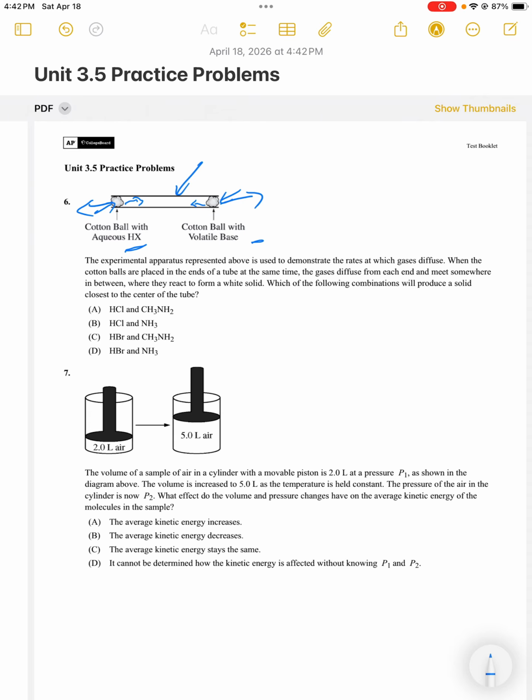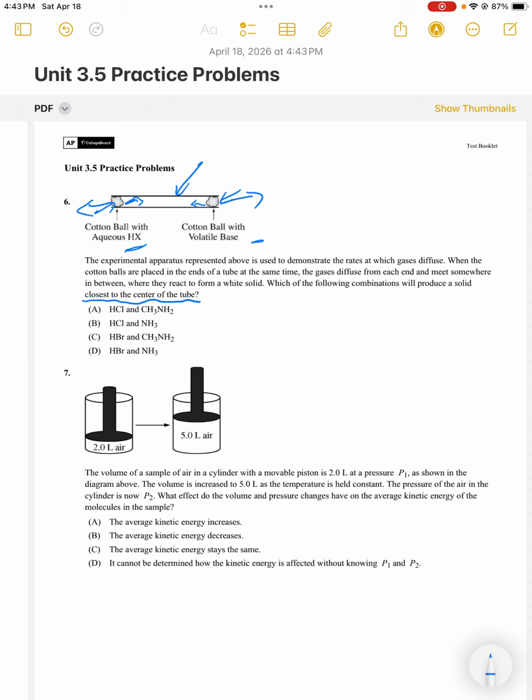When the two meet, a reaction will occur and a white solid will be formed. And so now the question is, where is that reaction going to occur? So this question is really about what are the relative molar masses of the two solutions. And so they want to know which one of these combinations will get us closest to the center of the tube.